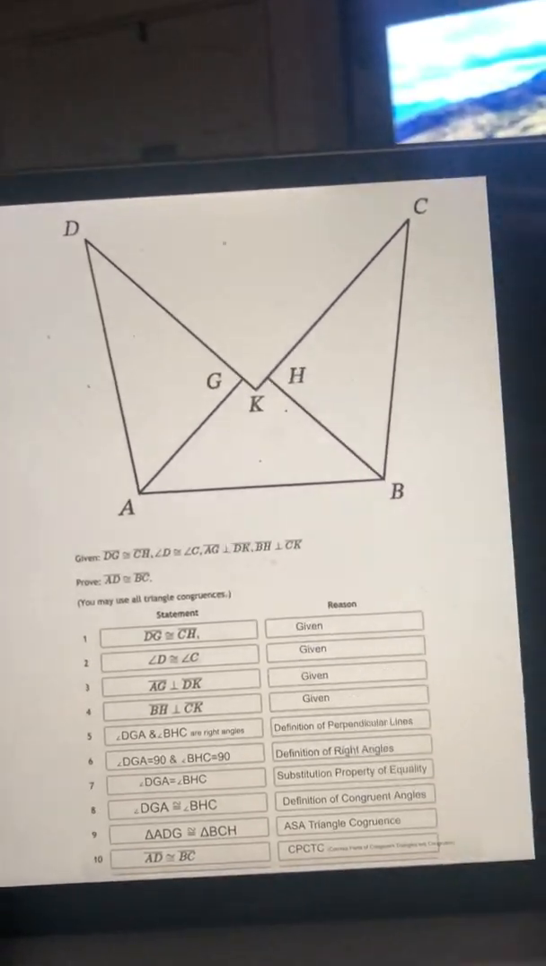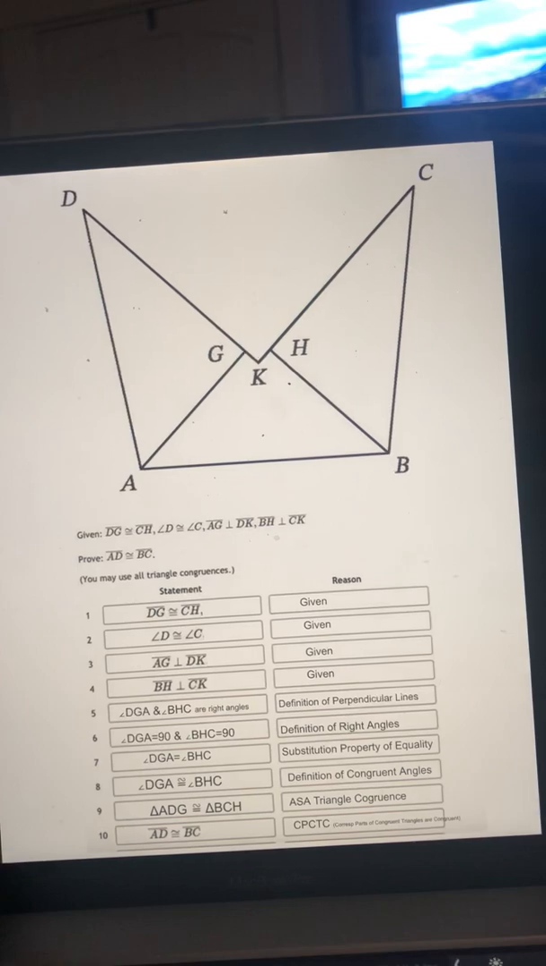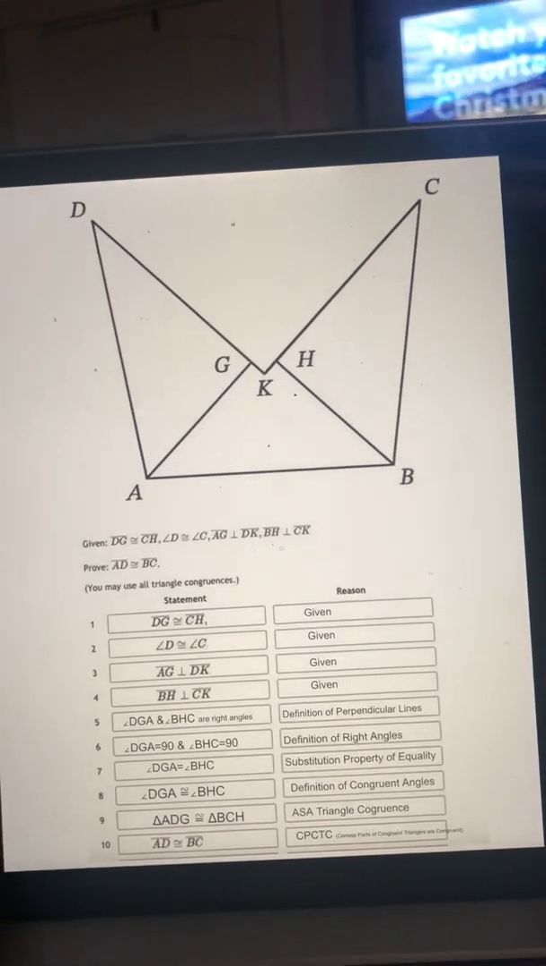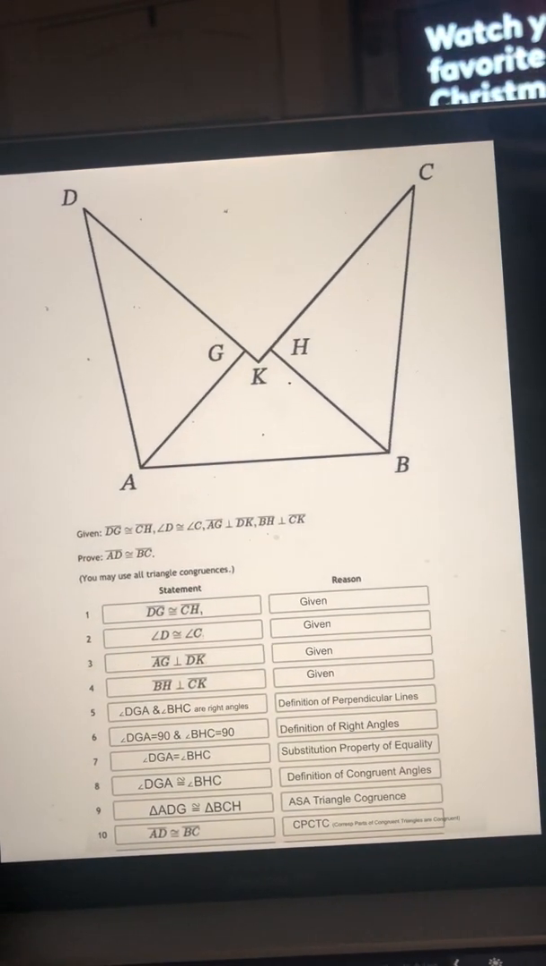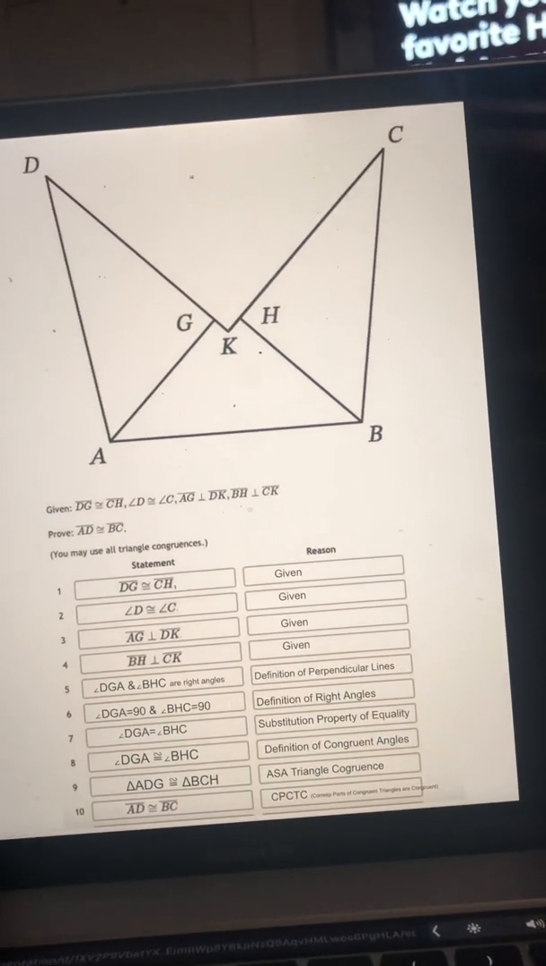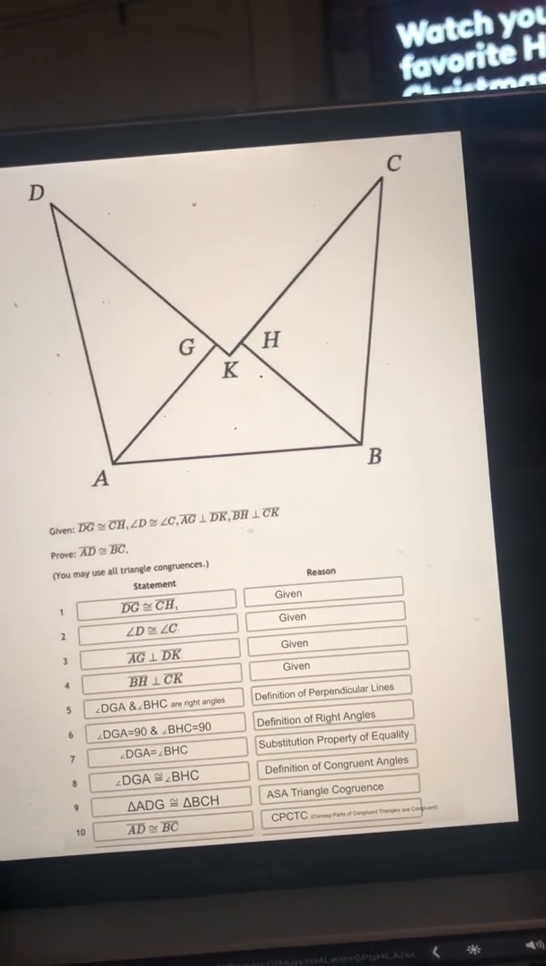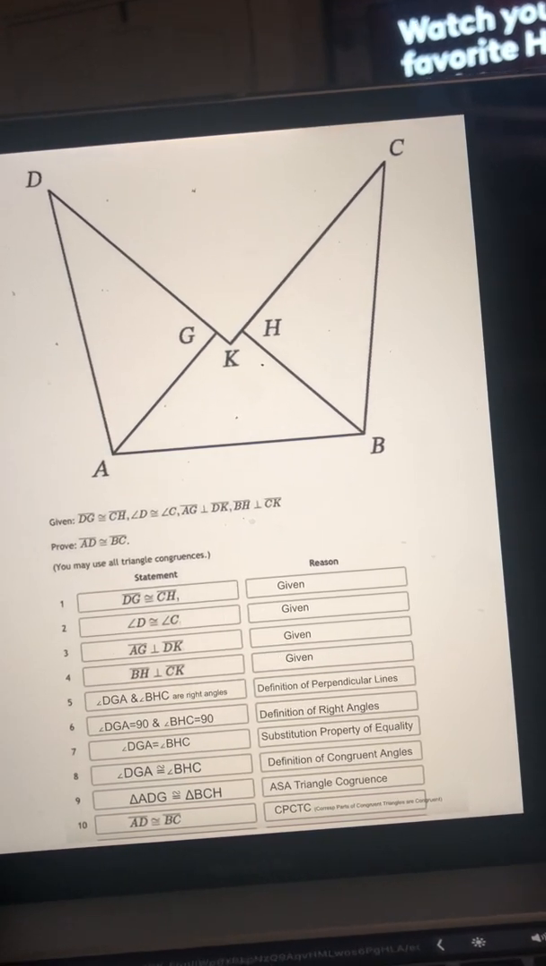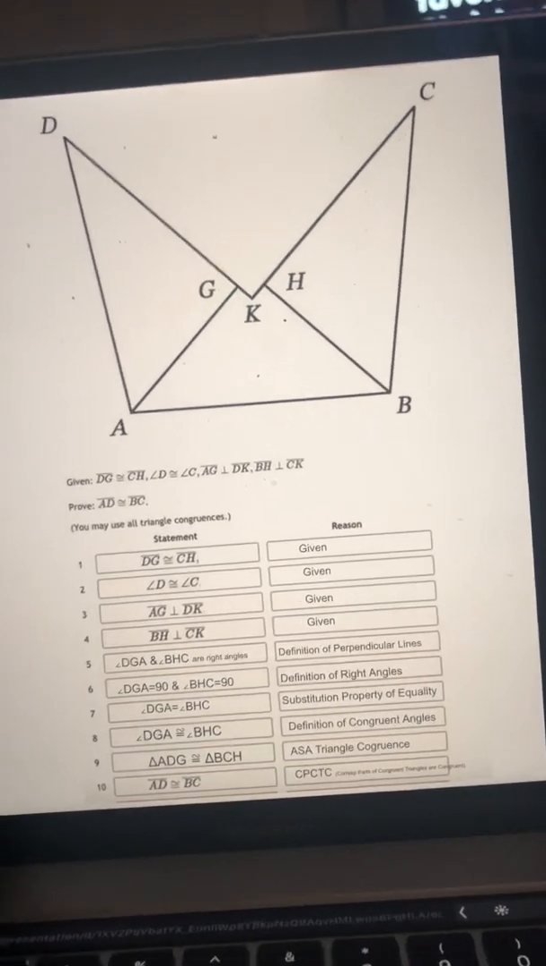That means that they make right angles, definition of perpendicular. Then say the definition of right angles is that they're 90 degrees. Then say that by substitution property of equality, they could be set equal to each other. Then by the definition of congruent angles, you could say if they're equal, then they're also congruent. Either way works. Anyway, good luck.